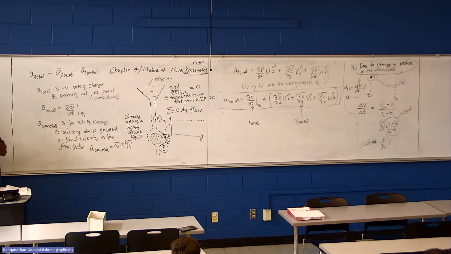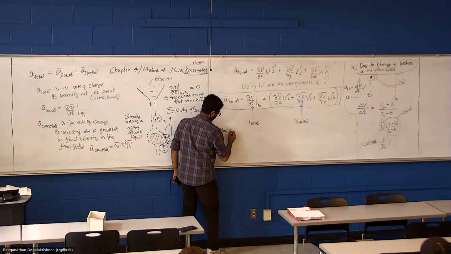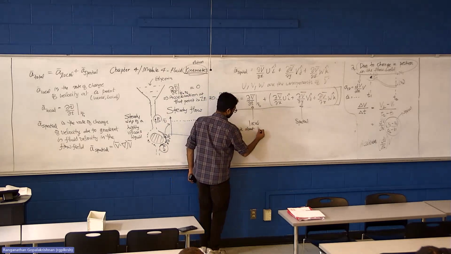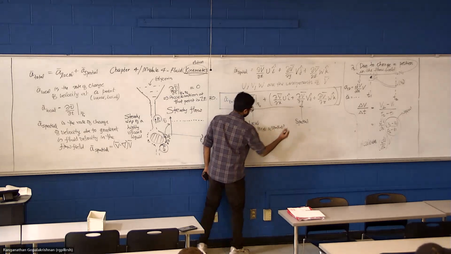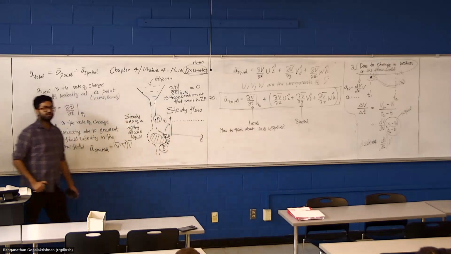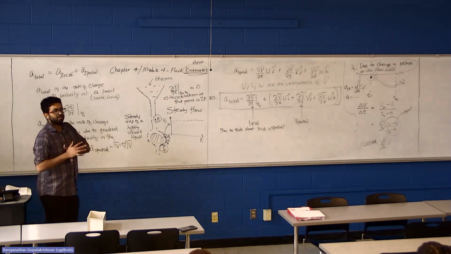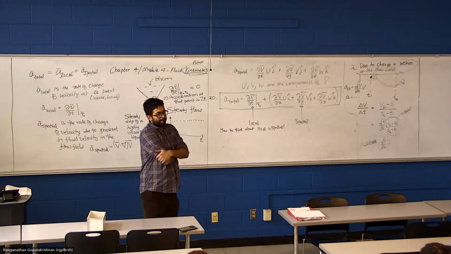How do you make sense of this local and spatial? How to think about this? Okay, so I'm going to give you an analogy about local and spatial. Any initial thoughts? Yeah, not exactly.